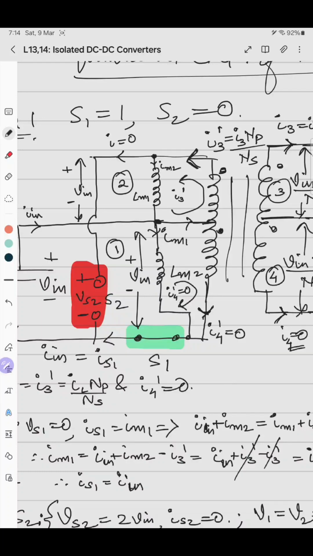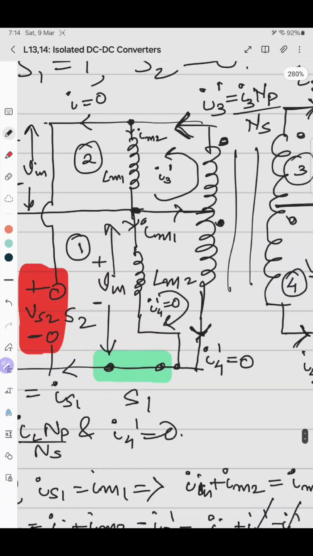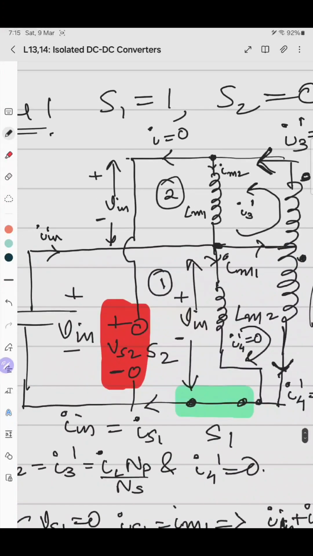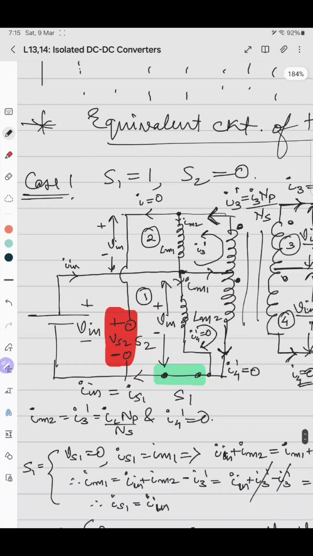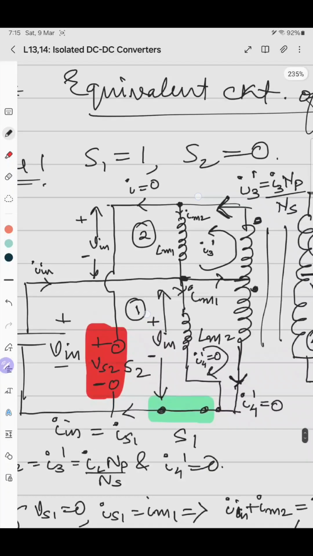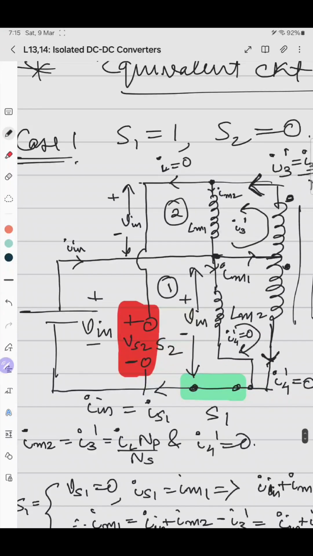That is I3 dash. You can see it flows like this in this loop, and I4 dash flows in this fashion. So as the top primary winding is not connected, the current in this branch is 0. Current here is 0. So that's why the input current, whichever is going in this side, should come out of this side. As this is turned off, the current should come from this side.